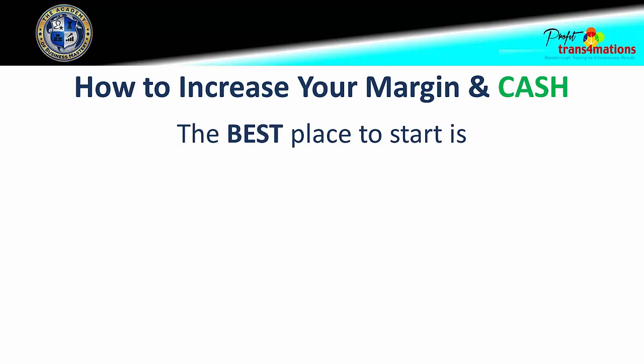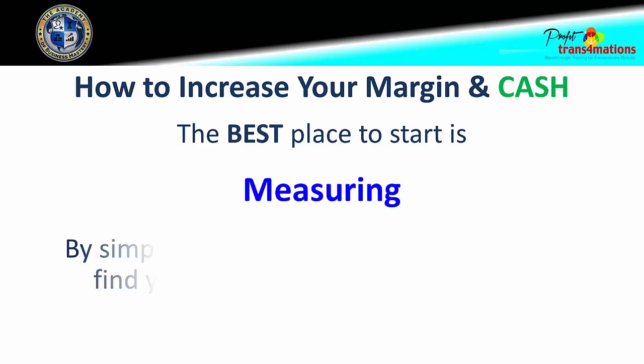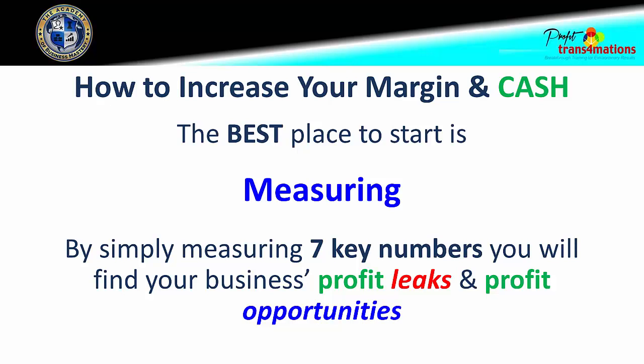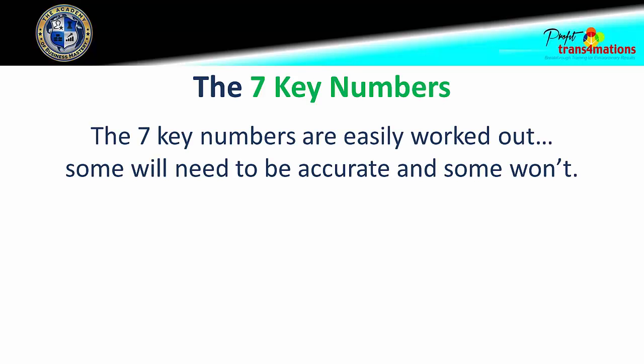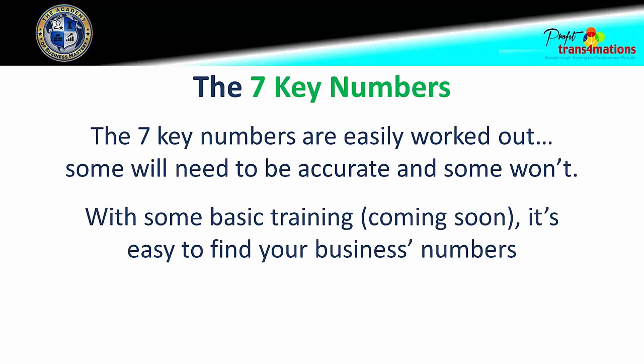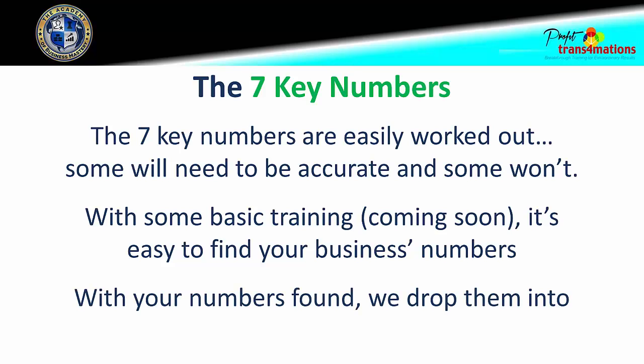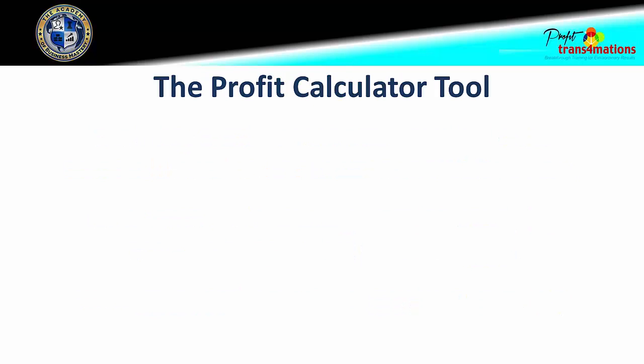How to increase your net profit margin and cash? The best place to start is actually measuring. By simply measuring 7 key numbers, you will find your business's profit leaks and, more importantly, profit opportunities. There are 7 key numbers that we like to focus on in growing businesses. The 7 key numbers are easily worked out. Some will need to be accurate and some won't. With some basic training coming soon, it's easy to find your business's numbers. With your numbers found, we drop them into the Profit Calculator tool.